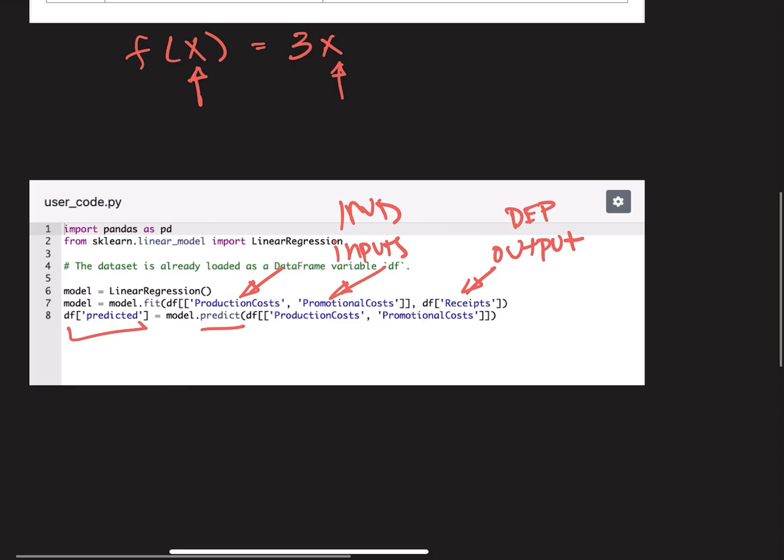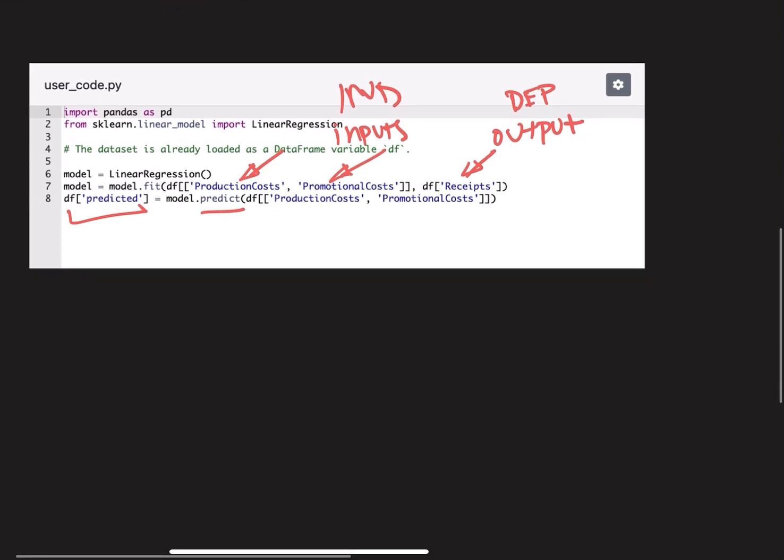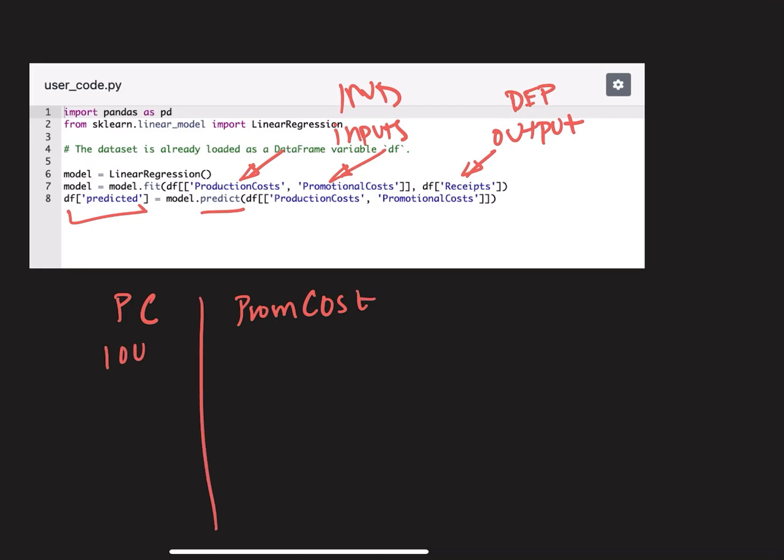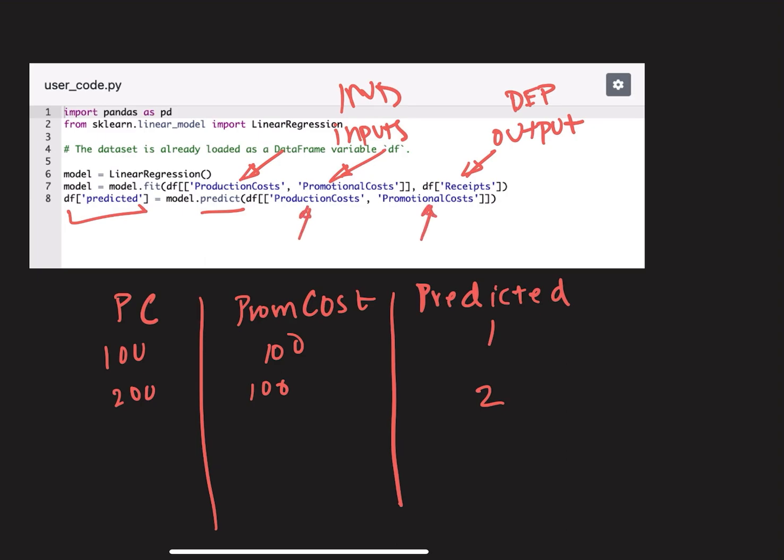But in this case, our data frame probably looks something like this. We have something called production costs, and we have promotional costs. Let's say 100, 100, 200, 100. So we want to create a new column called predicted, which is just going to predict our receipt number. So maybe that's 1, maybe that's 2. So instead of taking in these definite, singular values, like 100 and 200, we're just going to input the column names, production cost and promotion cost.